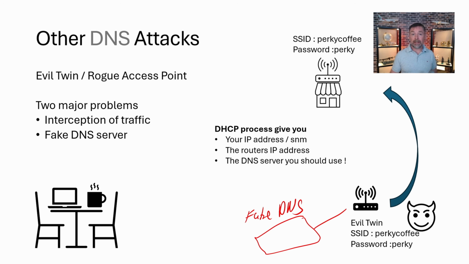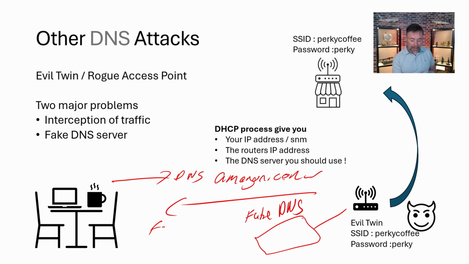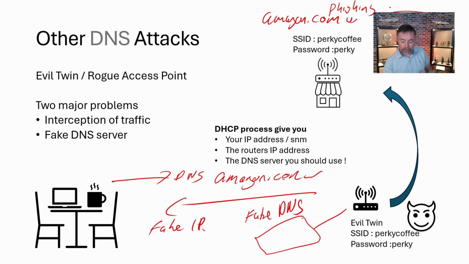If you've ever seen a Pineapple, it's a Wi-Fi device that is used for these kinds of attacks. If the attacker has a fake DNS server, when you do a DNS request for Amazon.com, the attacker sees that and can send you back a fake IP address. And what do they have? Somewhere out here on the internet, they have a phishing Amazon.com website that looks just like Amazon.com. You enter your credentials and they've got them.